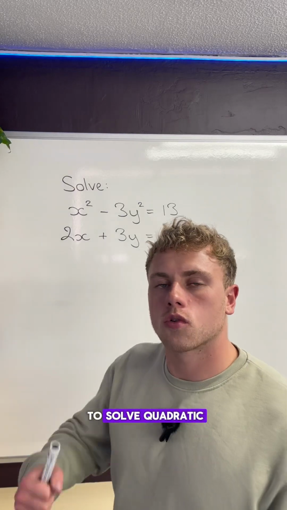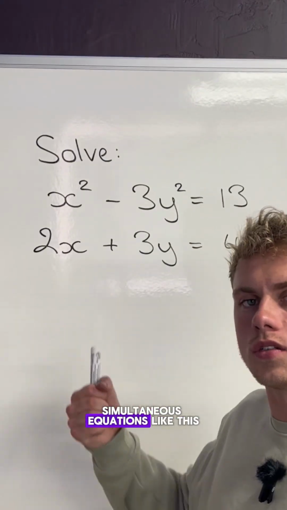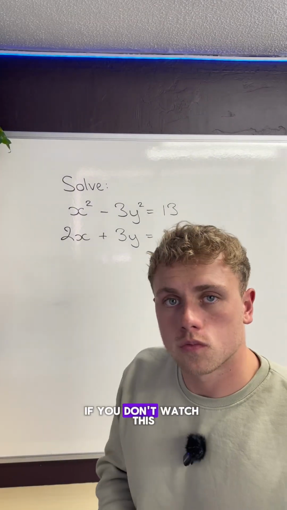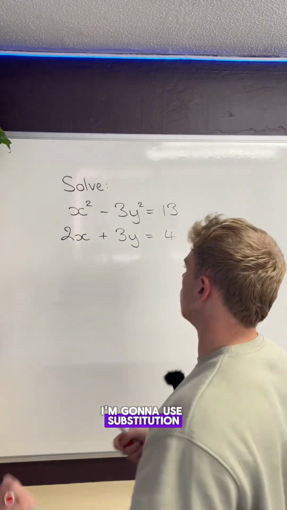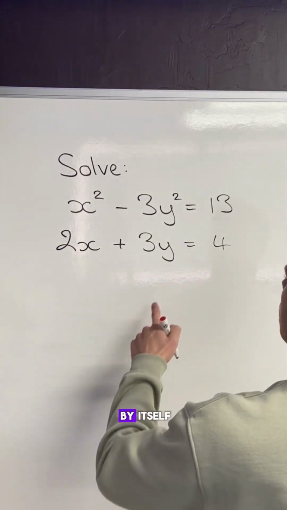Do you know how to solve quadratic simultaneous equations like this? If you don't, watch this. So, I need to sub one into the other. I'm going to use substitution. I need to get either x or y by itself.